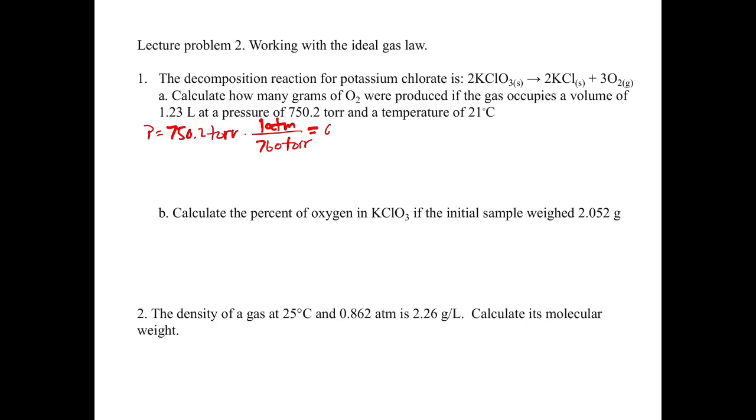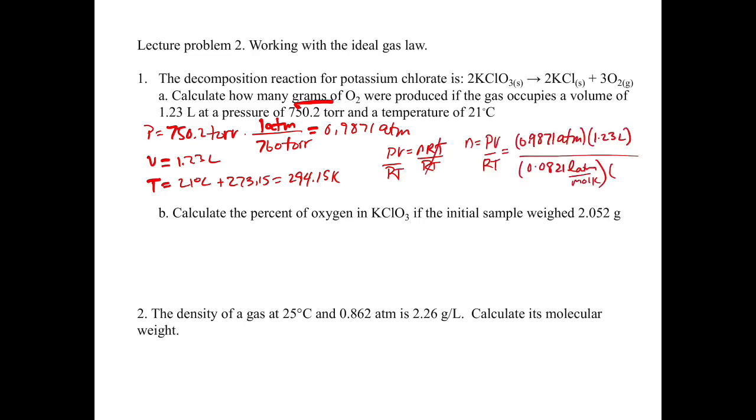And in this case, it wants the number of grams. So to get the number of grams, we need to get the number of moles. So we can set up PV equals nRT. And to get the moles by itself, we can divide both sides by RT. And then we can say that n is equal to PV over RT. So if we plug in the variables for this, we get 0.9871 atmospheres is our pressure. Our volume was 1.23 liters. The gas constant is 0.0821 liters atmospheres per mole Kelvin. And then our temperature was 294.15 Kelvin.